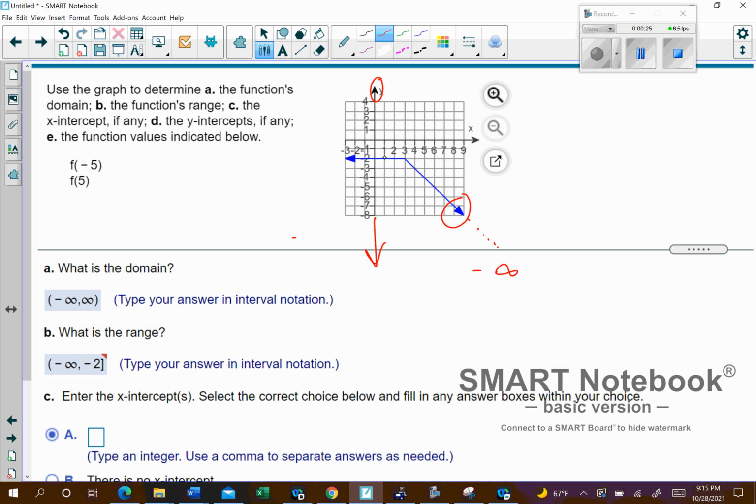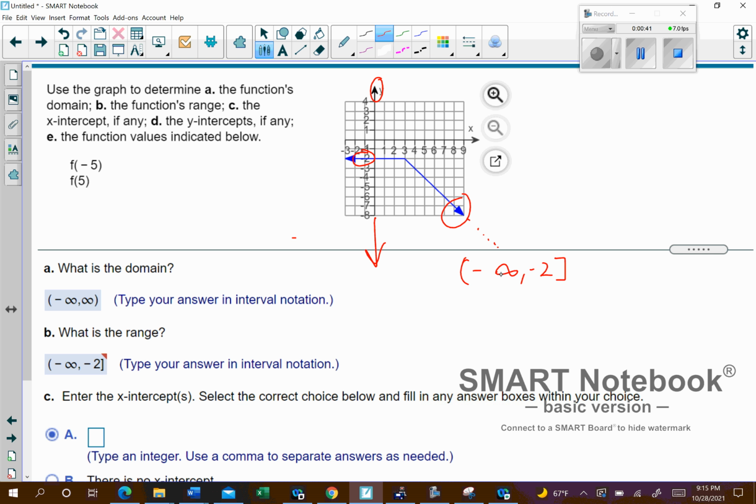And then at the highest point, they hit up at negative 2, and we include negative 2, but negative infinity, we put a parentheses because it's more of a concept. We're trying to approach a bigger and bigger negative number.